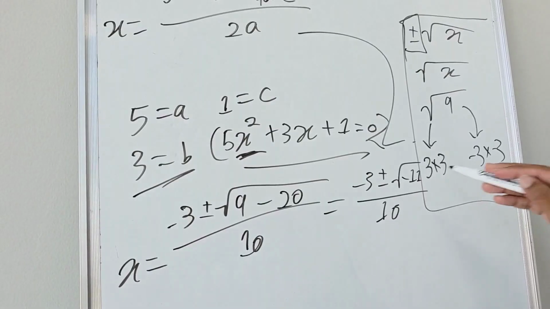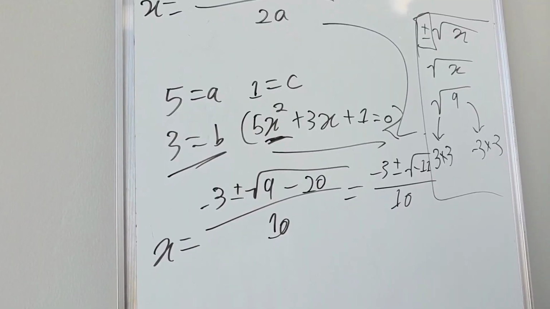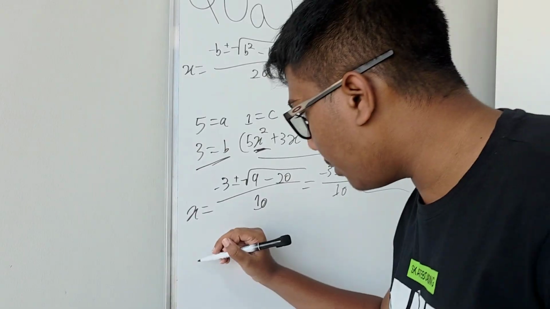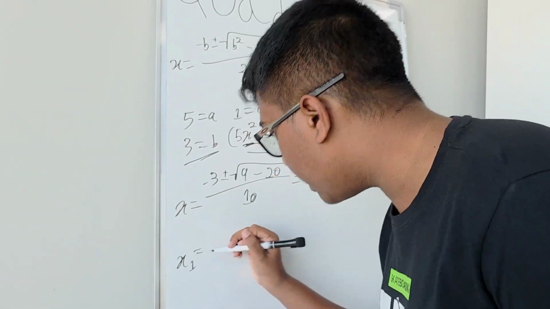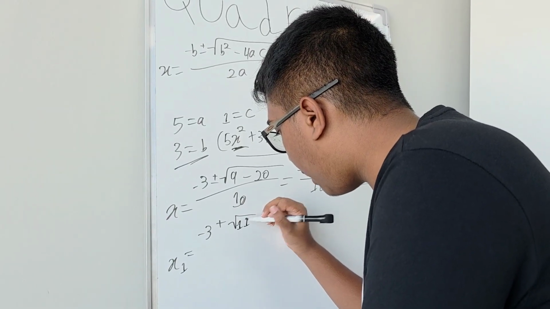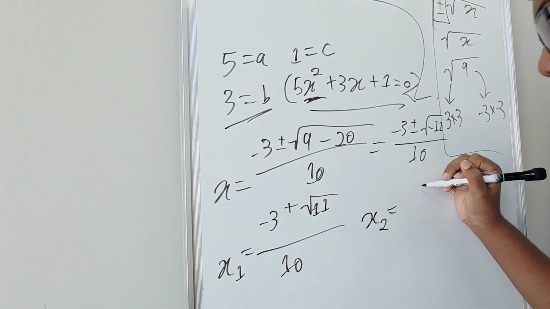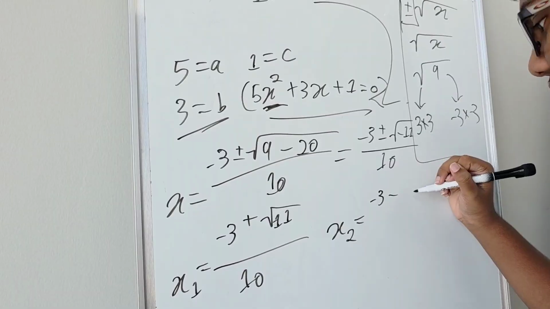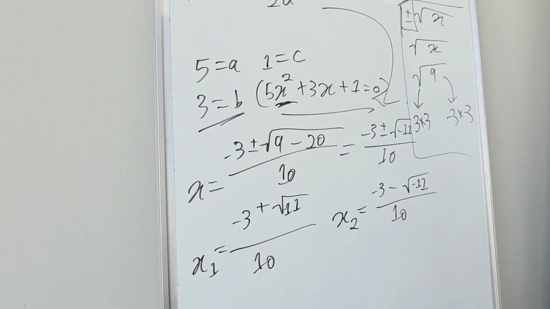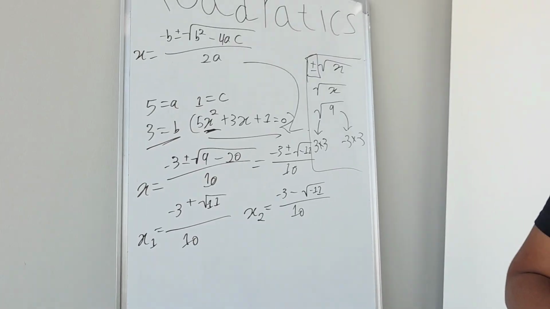Now you can see here that the determinant is negative. It's negative. Okay? So we will take this and say x1 is equal to minus 3 plus the square root of minus 11, the whole divided by 10, and x2 is equal to minus 3 minus the square root of minus 11, the whole divided by 10. See, it's quite simple if you think about it.